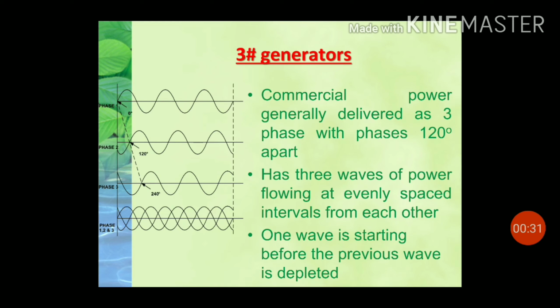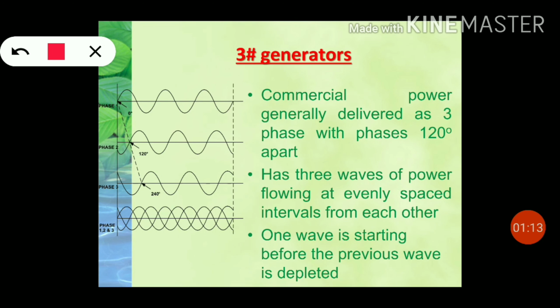It will be easy to understand three-phase current if we think of each phase in terms of degrees rather than time. In three-phase power, the phases are 120 degrees apart, so it has three waves of power flowing at evenly spaced intervals from each other. As you can see, the first phase starts at 0. This figure shows all three phases separately, and on the last slide you will see them superimposed on each other.